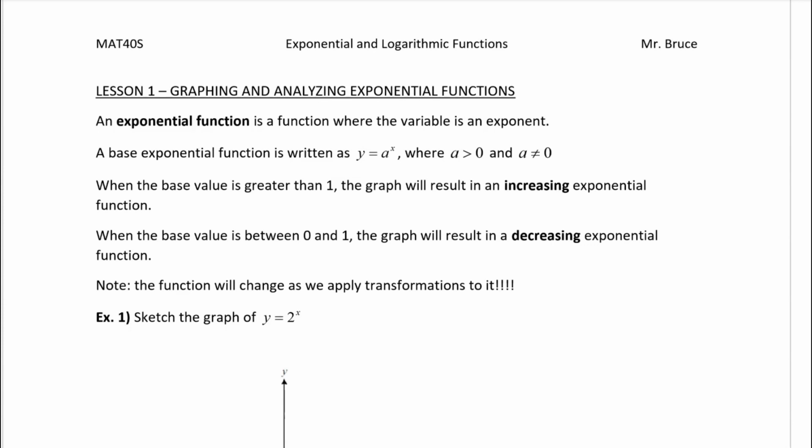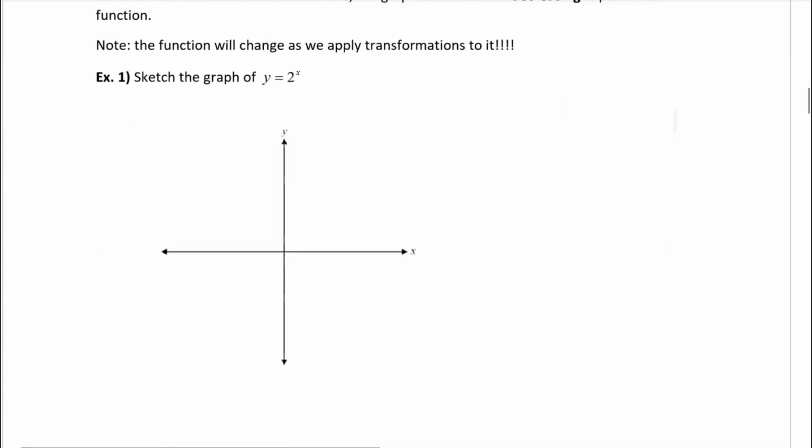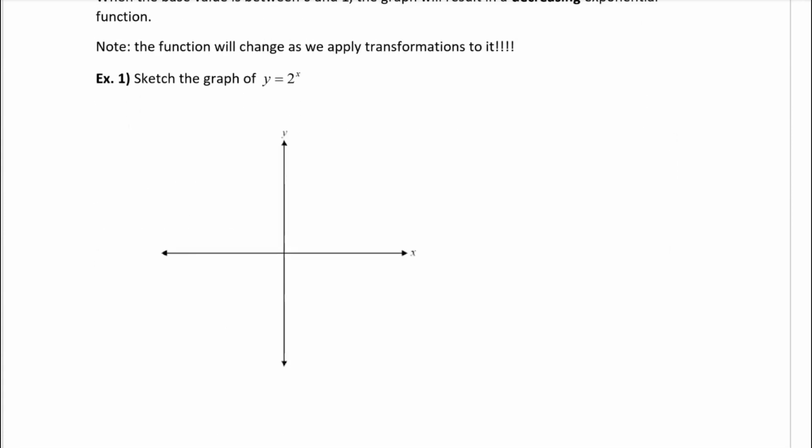When the base value is greater than 1, the graph will result in an increasing exponential function, and when the base value is in between 0 and 1, the graph will result in a decreasing exponential function. Note, the function will change as we apply transformations to it. So we'll try example number 1. Sketch the graph of y is equal to 2 to the power of x.